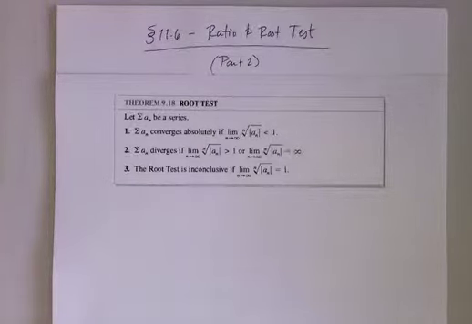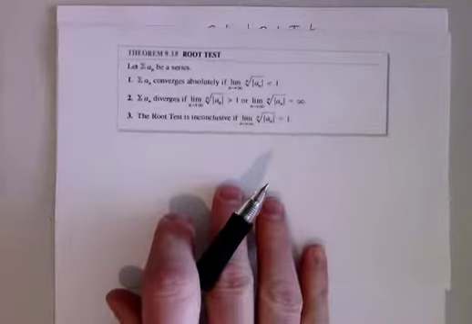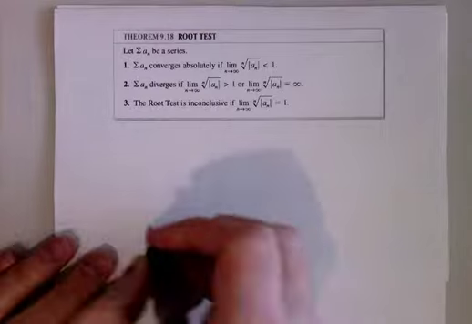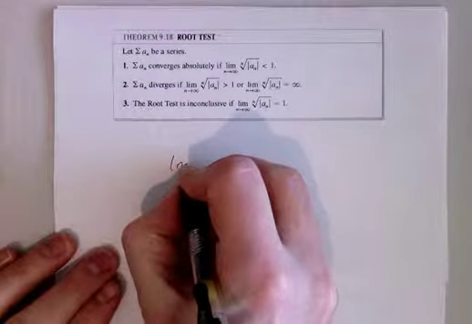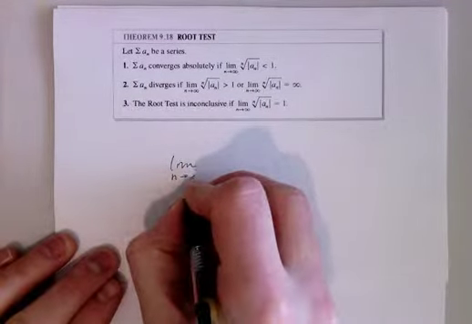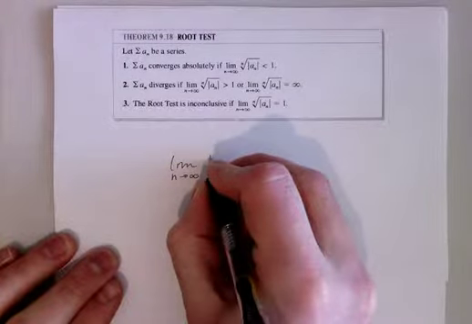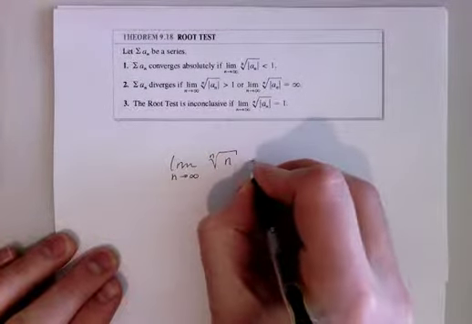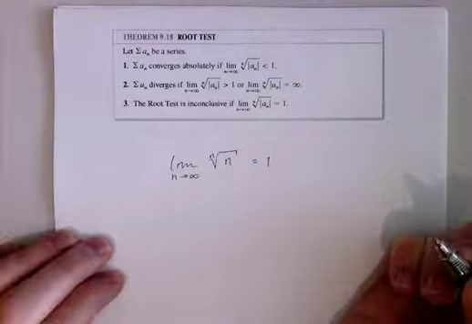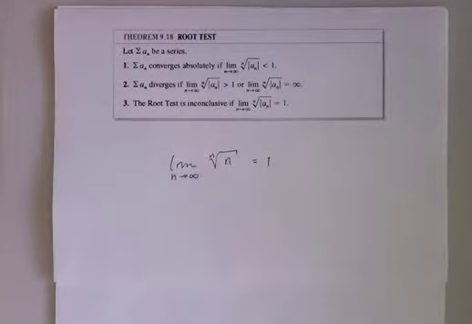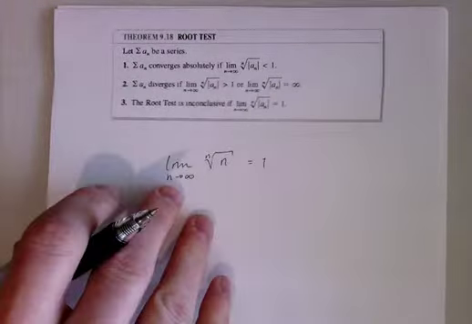Okay. One more thing that we need to talk about before we move on, and this will come in handy in a couple of problems. You simply need to know that the limit as n approaches infinity of the nth root of n is equal to 1, because that will pop up, not all that often, but every once in a while.